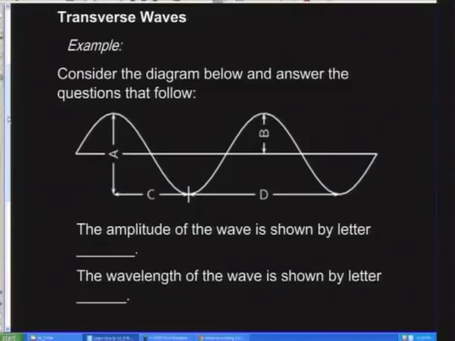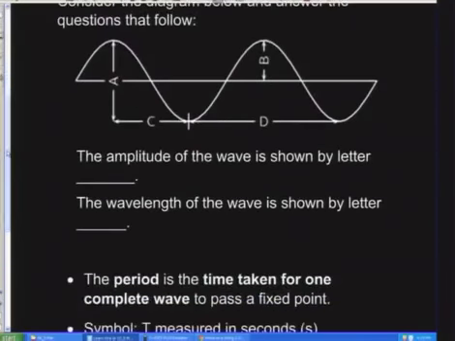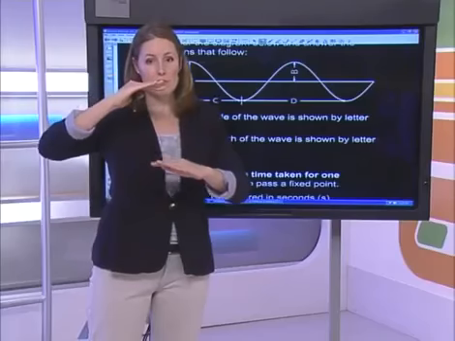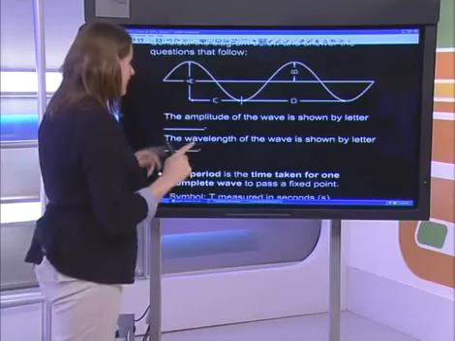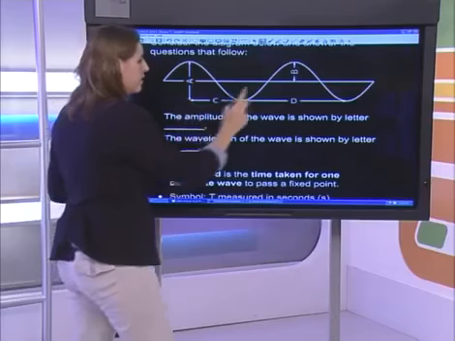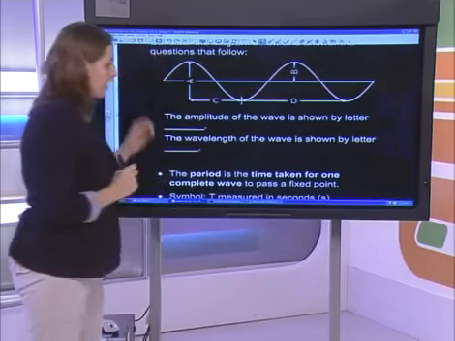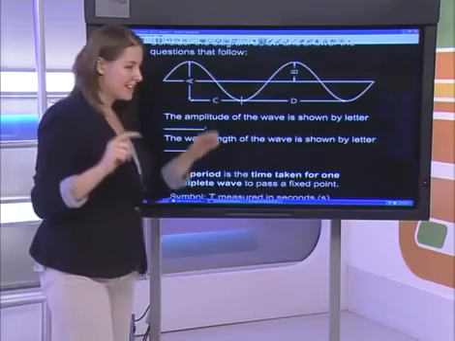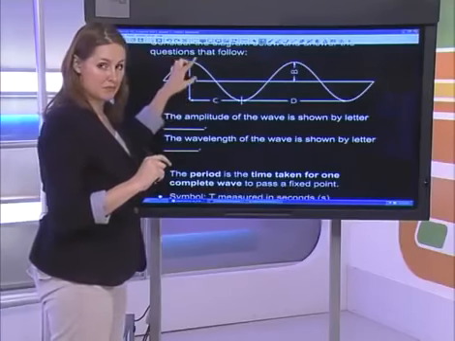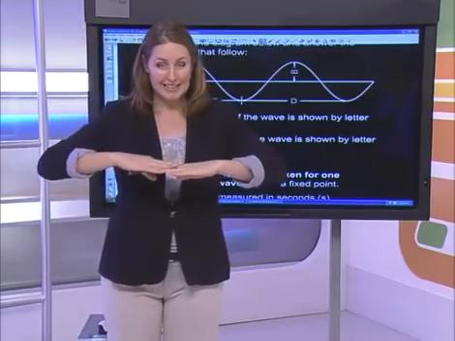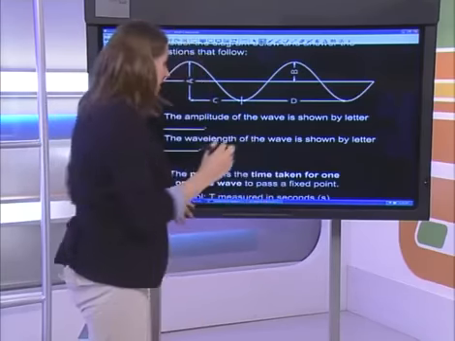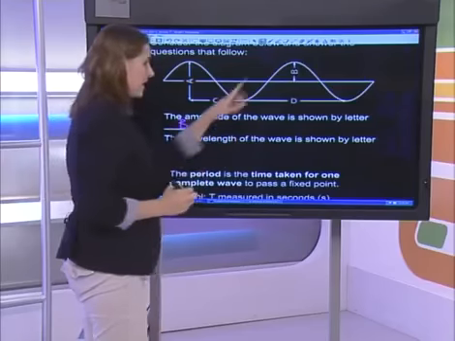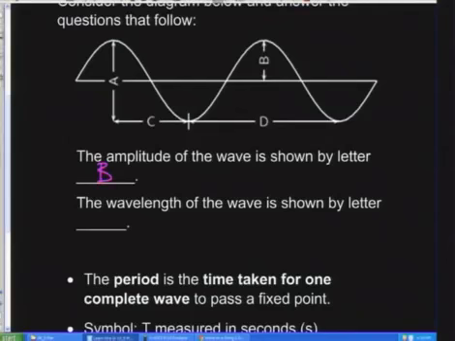Consider the diagram below and answer the questions. The amplitude of the wave is shown by letter what? Well, amplitude is the distance away from the rest position. So let's have a look and find it. Is it going to be A or is it going to be B? Lots of students will probably pick A. But think about it. That is from the minimum to the maximum, so it's not from the rest position to its maximum. The correct answer here is B, the amplitude of the wave.